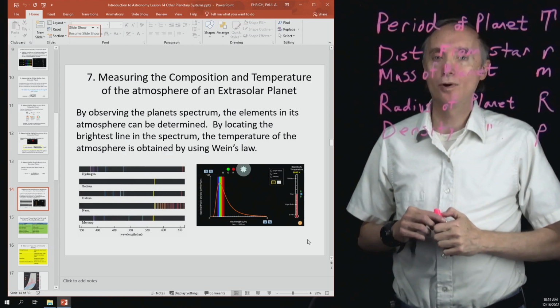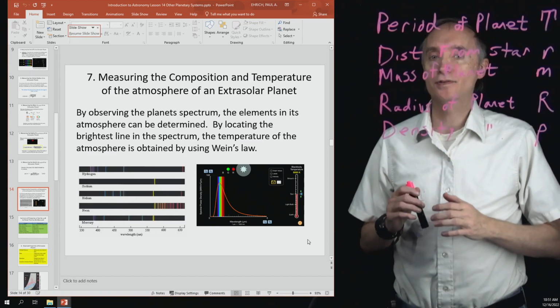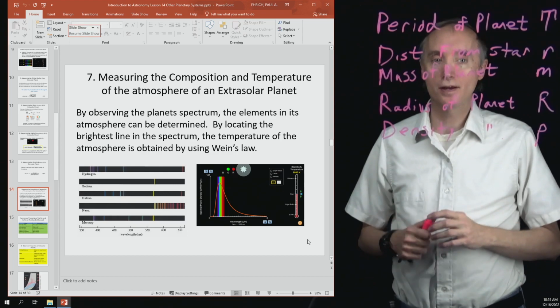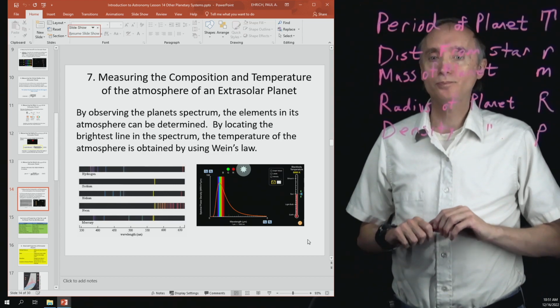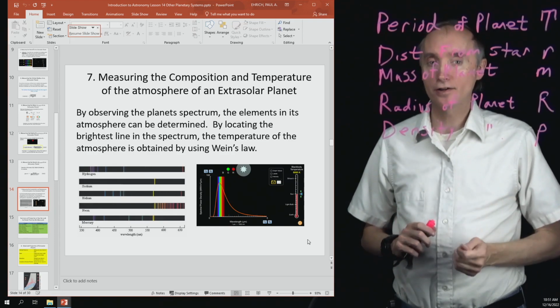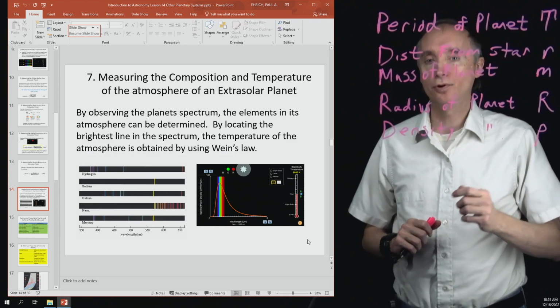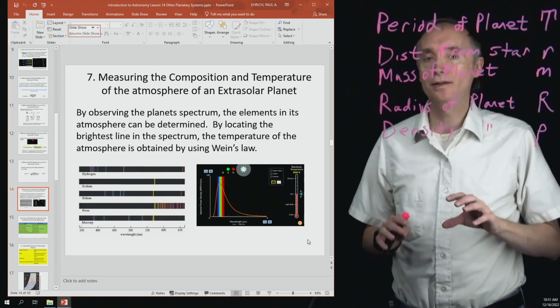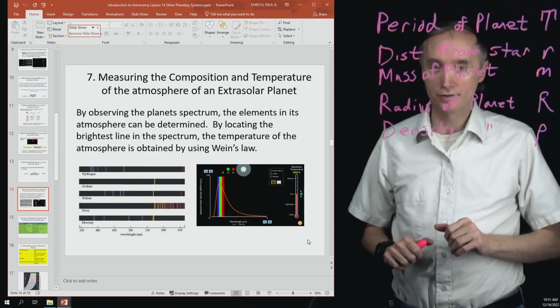And so now we want to see if we can figure out its composition, what it's made of, and also what its temperature is like. In order to do this, we're going to take a diffraction grating and put it on our telescope and look at the spectrum of the light given off by the planet.